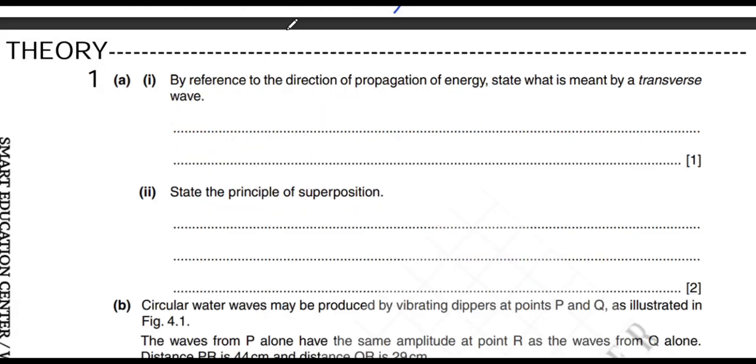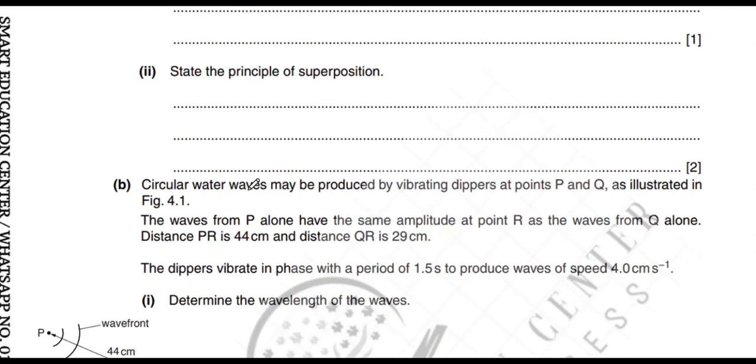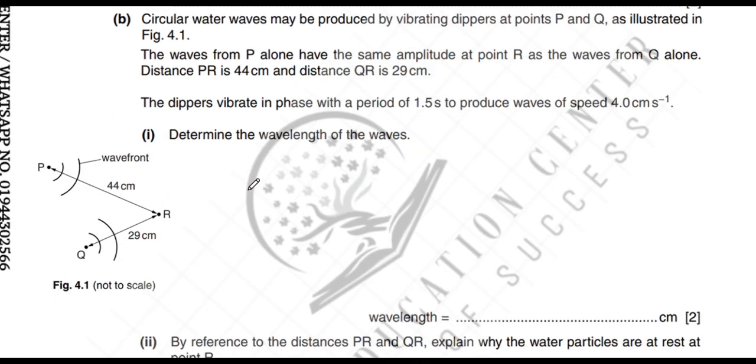Next is the theory part. The first question was, what is a transverse wave? It is the oscillation of particles perpendicular to the direction of energy propagation. Next, state the principle of superposition. Superposition is when two waves of the same type meet at a point; their resultant displacement is the sum of their individual displacements. And frequency, amplitude, all these things must be the same.